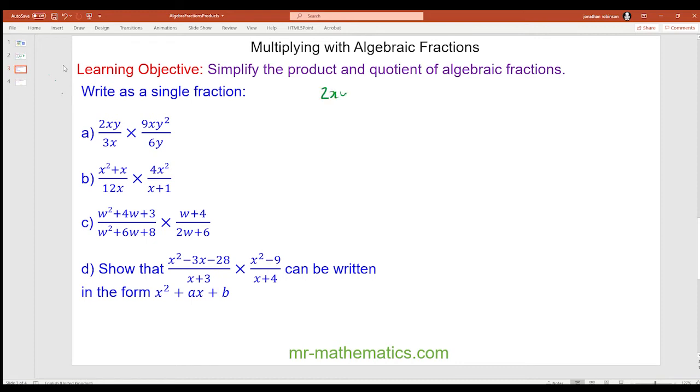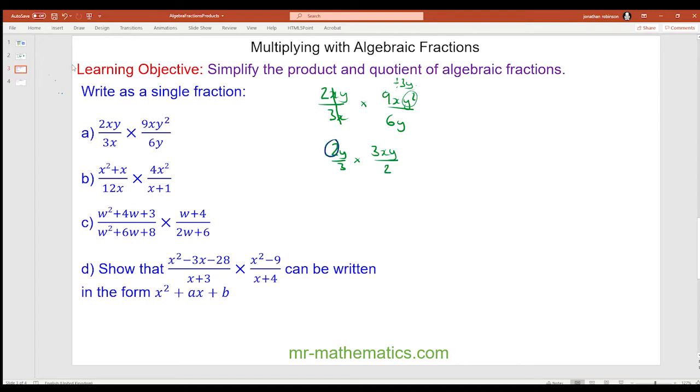We have 2xy over 3x multiplied by 9xy squared over 6y. Before we cross simplify, we can simplify this fraction by dividing both by x. So we have 2y over 3. We can simplify this fraction by dividing the numerator and denominator by 3y. So the 9 divided by 3 is 3x, the y squared divided by y is y. 6y divided by 3y is 2.